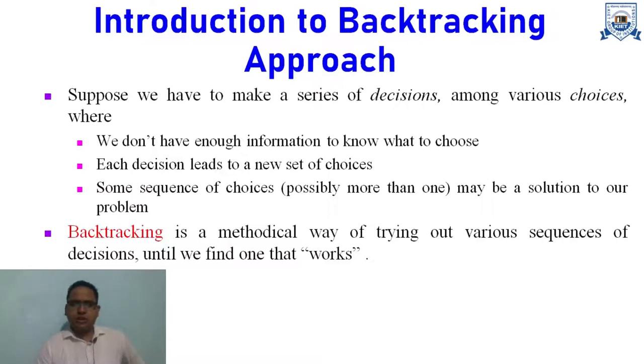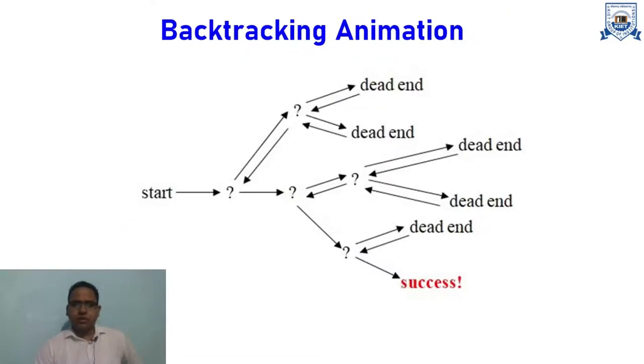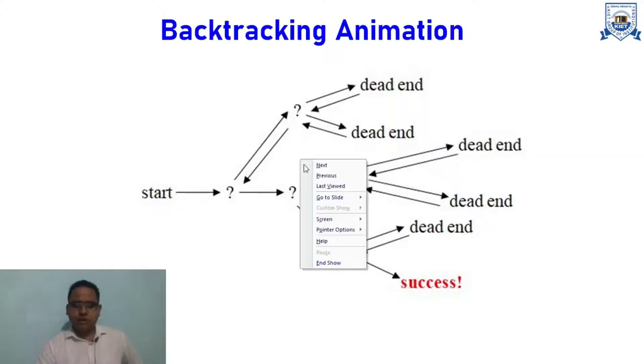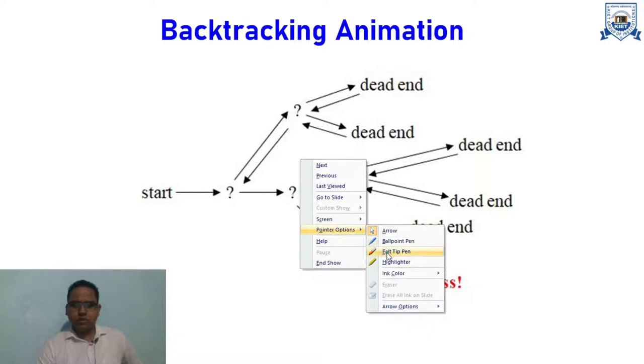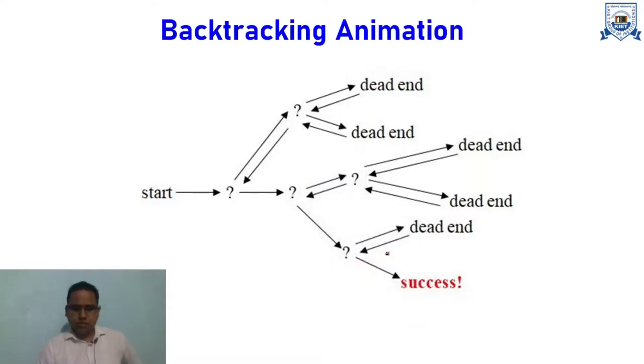So backtracking is a methodical way of finding out the various sequences of decisions we have for a given problem that gives us the solution for that problem. Here you can see we have an animation. In this we have a start. If you start from one end, that is called the start.